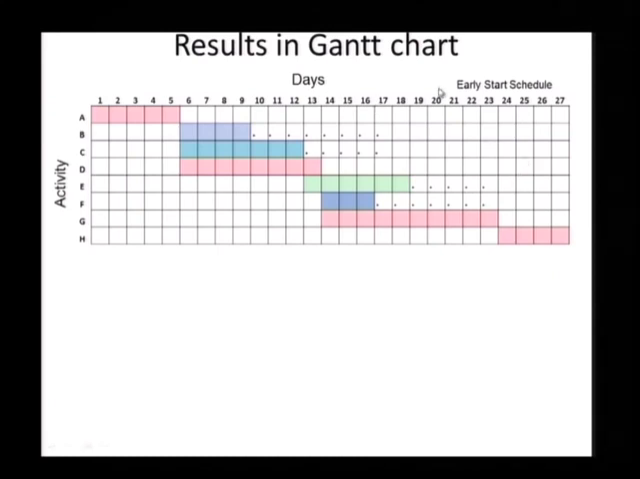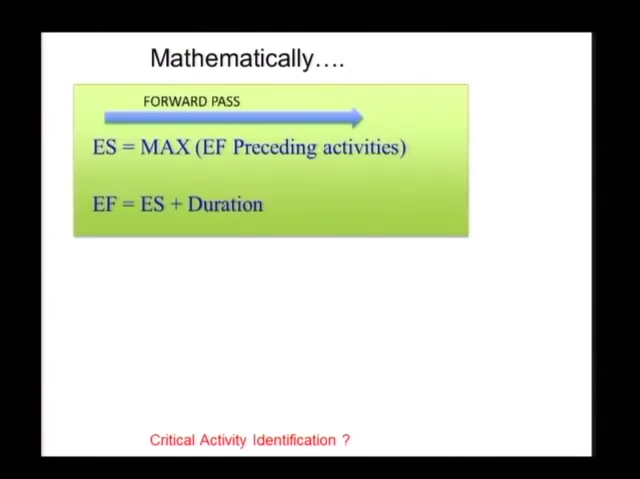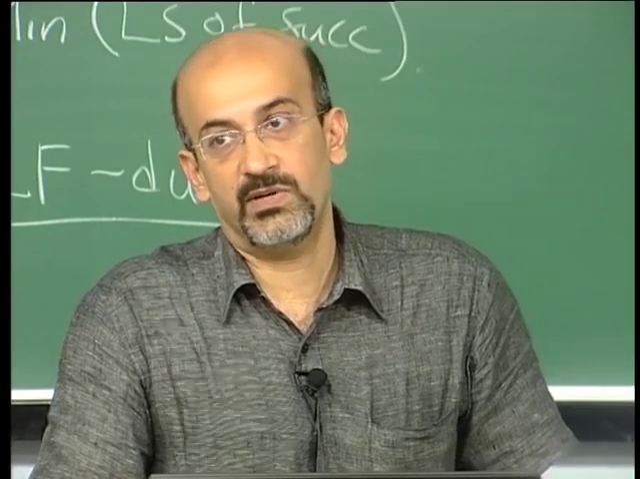Okay, so now here is the early start schedule of this project, and here is the late start schedule. We discussed this also. We had the forward pass. We discussed these two formulae. We also discussed the backward pass, and we right now identified critical activities because the networks were simple and we were able to easily see which activities were critical.